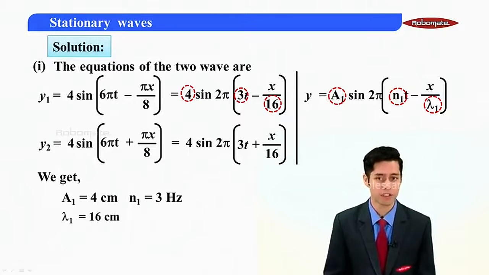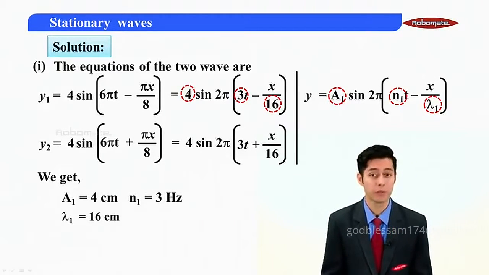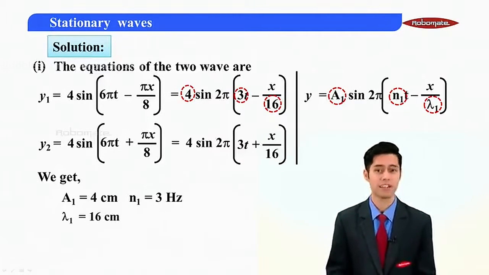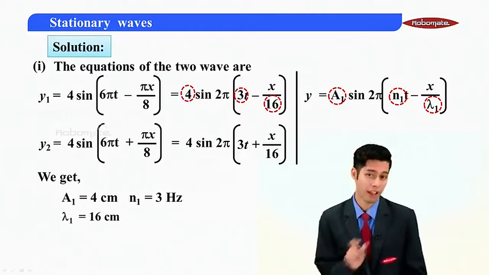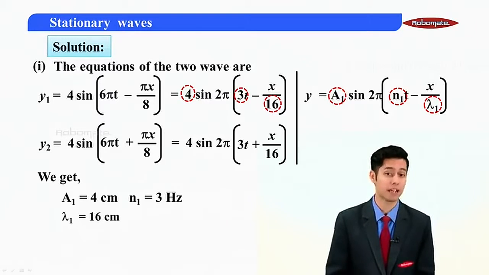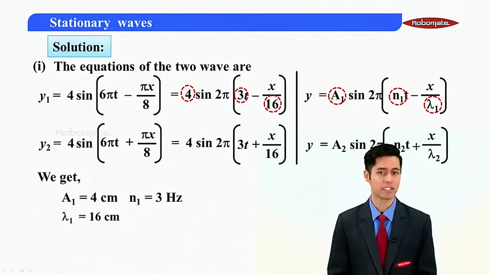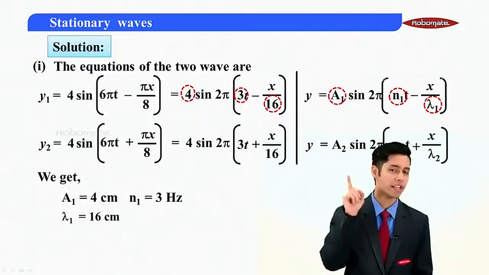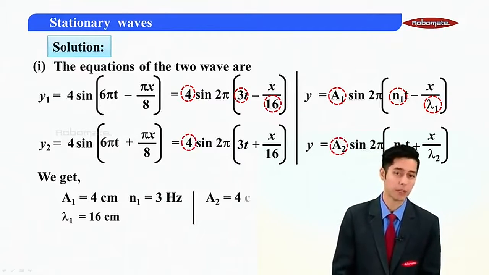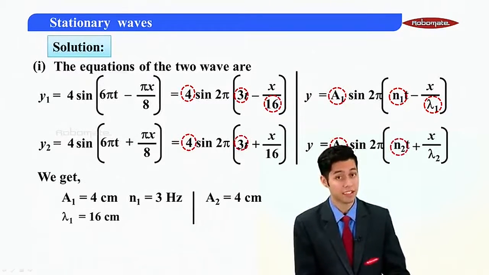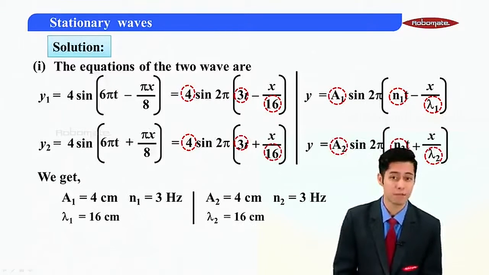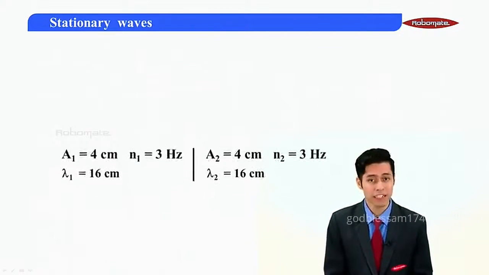Moving ahead to the second equation, we write y2 is equal to 4 sine (6 pi t plus pi x by 8), and we can write this as 4 sine 2 pi, where we have taken 2 pi as common, and in bracket (3t plus x by 16). Everything in the equation is the same except that in the above equation it is a minus sign, and in this one it is positive. So when I compare, the second amplitude A2 comes out to be 4 centimeter, the second frequency again comes out to be 3 Hz, and lambda 2, the second wavelength, comes out to be 16 centimeter. So we have written down the given data.